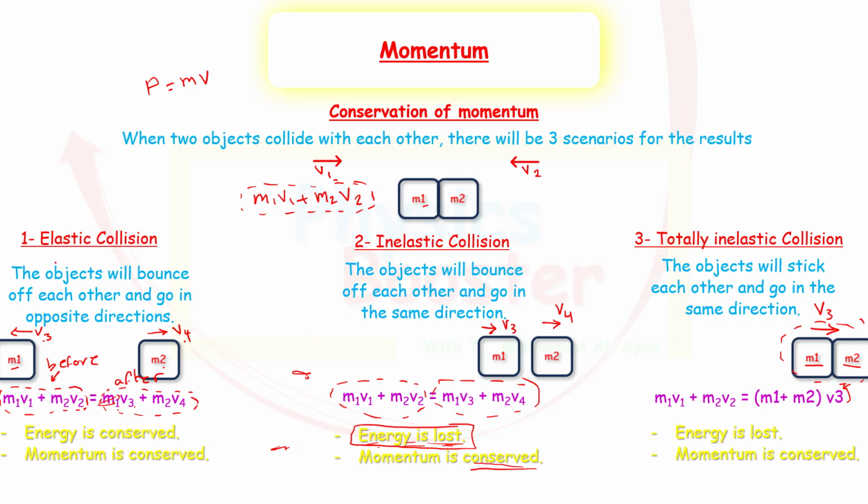So as a quick revision, in an elastic collision, energy is conserved and momentum is conserved. In an inelastic collision, energy is lost, but momentum is conserved. And this goes also for totally inelastic collision: energy is lost, but momentum is conserved. The difference between elastic collisions and totally inelastic collisions is that in a totally inelastic collision, the objects become one mass. So we will deal with them as if they were one mass.